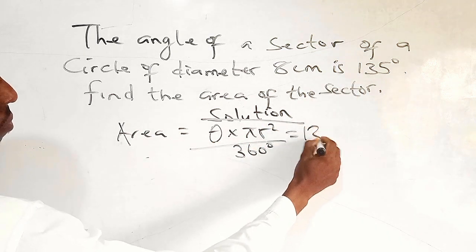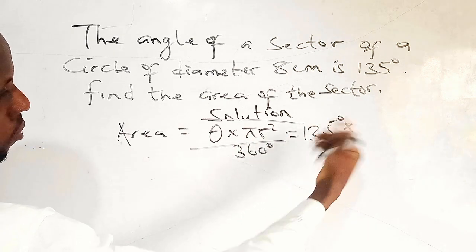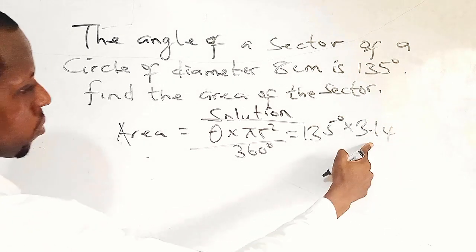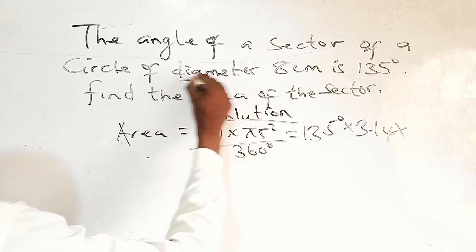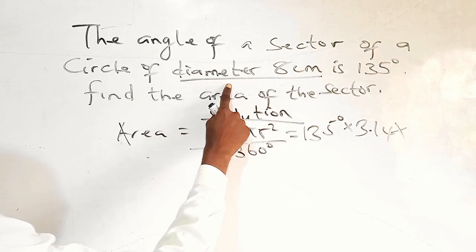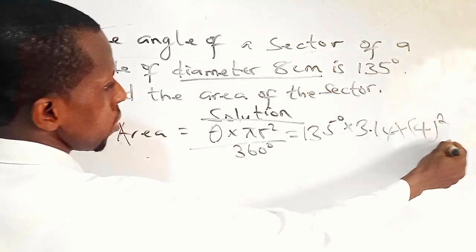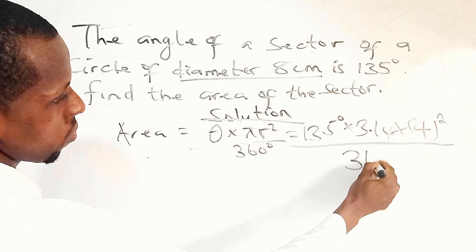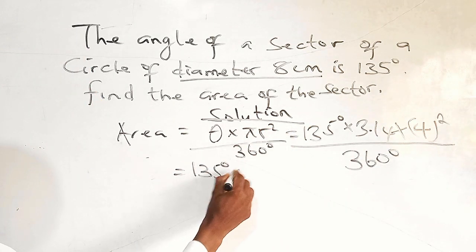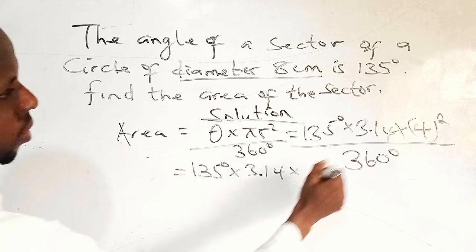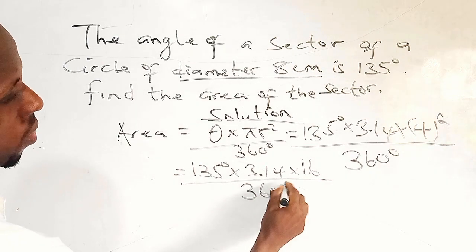So let's start. In this case, it's 135 degrees times our pi, which can be represented by 22 over 7 or 3.14, any one of them. Let's use this, times our radius. But we are given the diameter in the question, so half of the diameter is the radius. Half of it is 4. 4 squared, divided by 360 degrees. So when I open up, I have 135 degrees times 3.14 times 4 squared, which is 16, over 360 degrees.